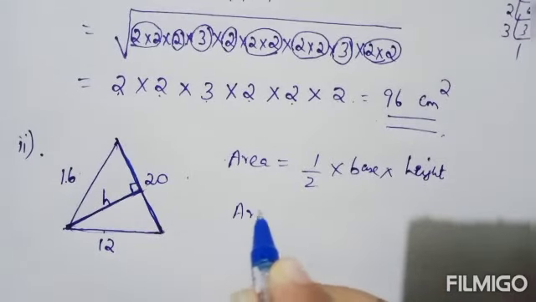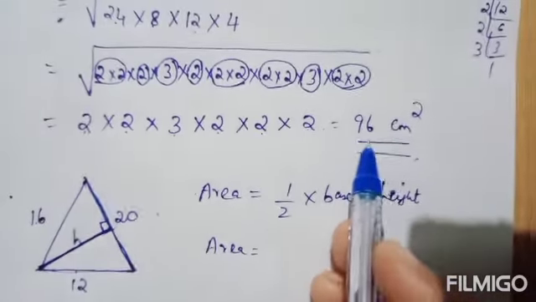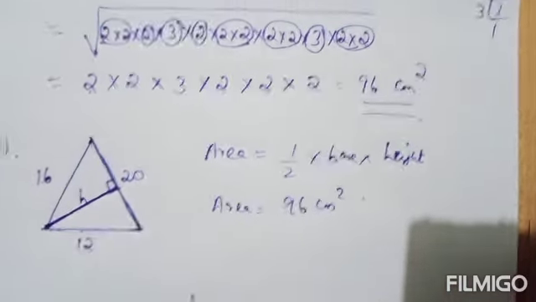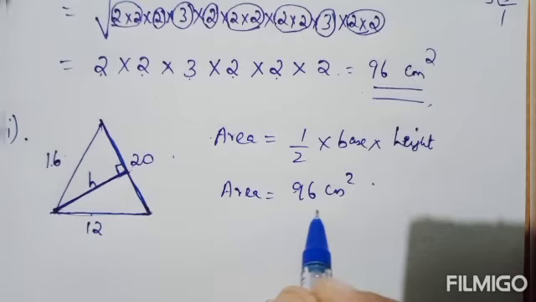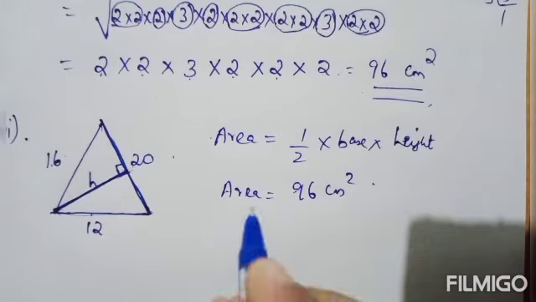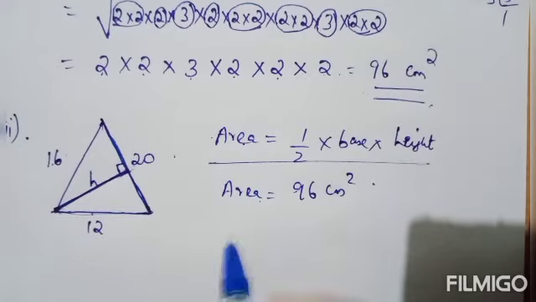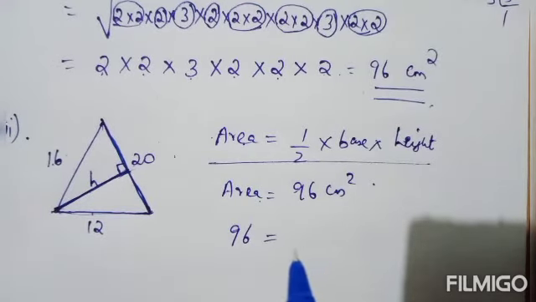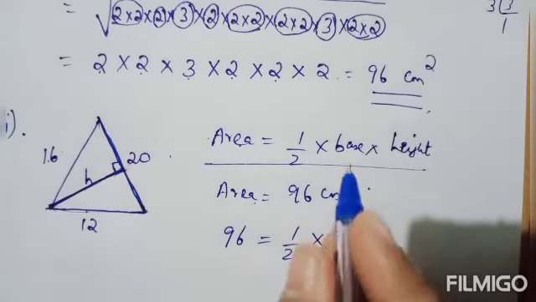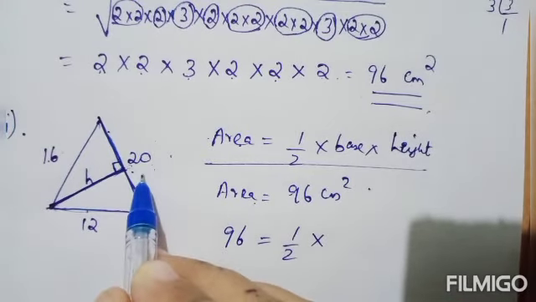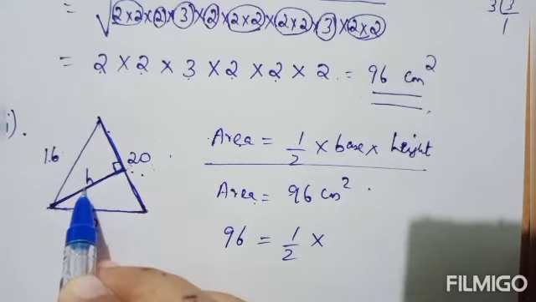Now the area we got from the first question is 96 centimeters square. One triangle has one area only. So area equals 96 centimeters square, and you can substitute the area in this formula. So 96 equals half into base. We can take the 20 centimeter side as the base, and its corresponding height we need to find.